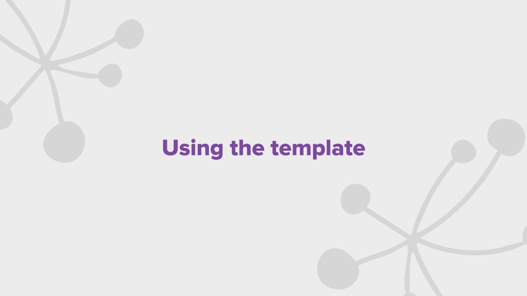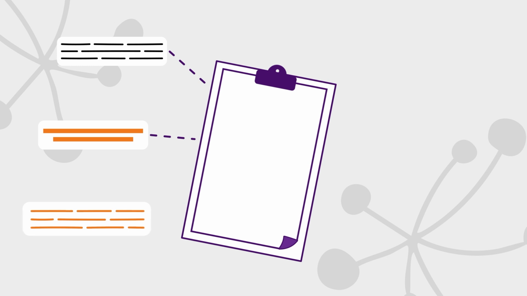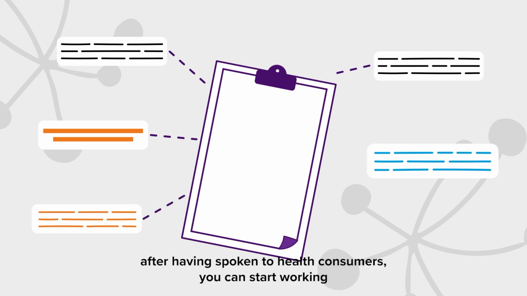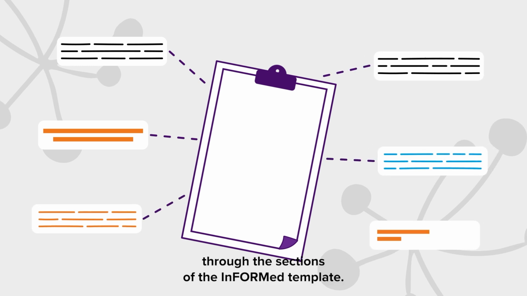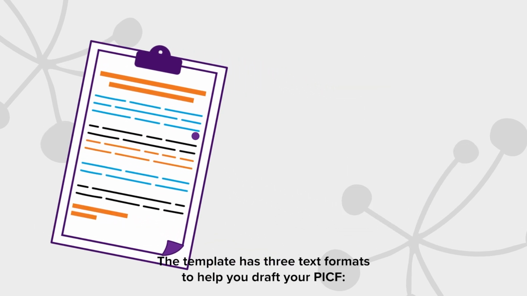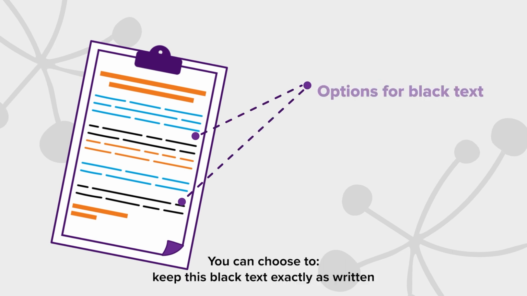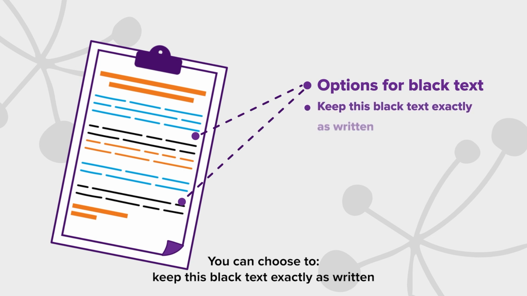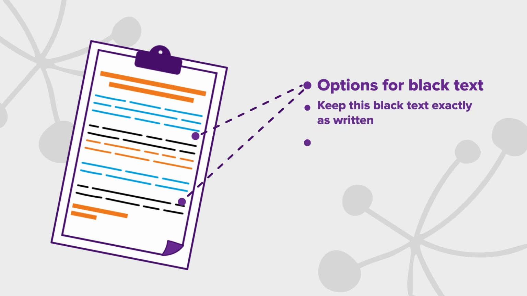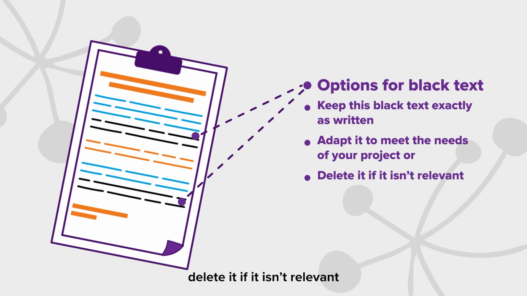Using the template. Once you have decided on the content for your PICF, after having spoken to health consumers, you can start working through the sections of the InFORMed template. The template has 3 text formats to help you draft your PICF. Black text is likely to be relevant for most research projects. You can choose to keep this black text exactly as written, adapt it to meet the needs of your project, or delete it if it isn't relevant.